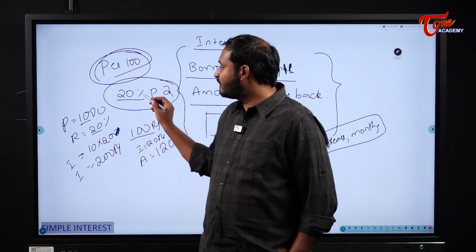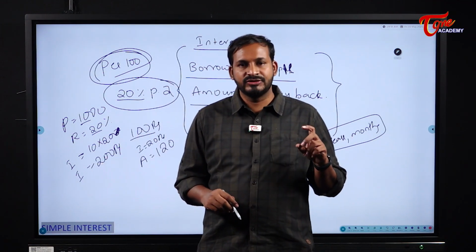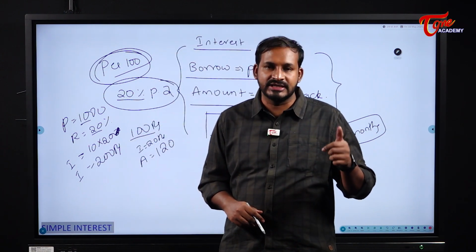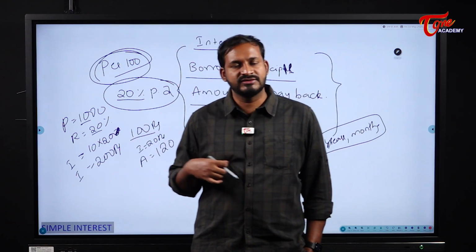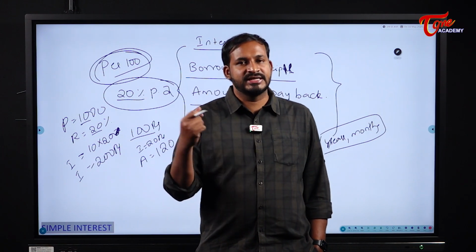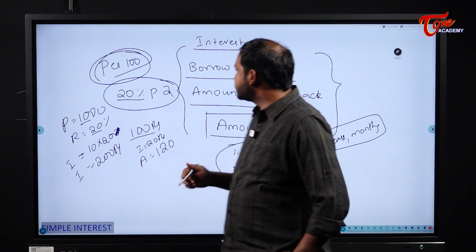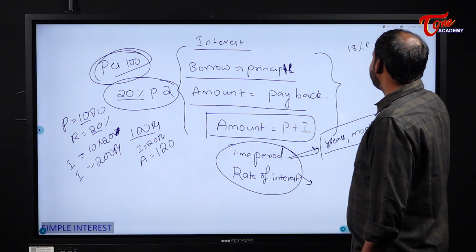So that means rate of interest means per 100 per annum, how much you are paying. That one is called the rate of interest. Now see here, students, in most cases the rate of interest will be given per annum only. But in some cases, we need to find this rate of interest per month. In some special cases. For example, if my rate of interest is 18% per annum.